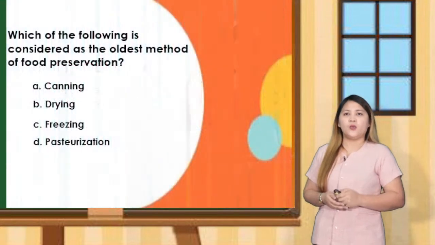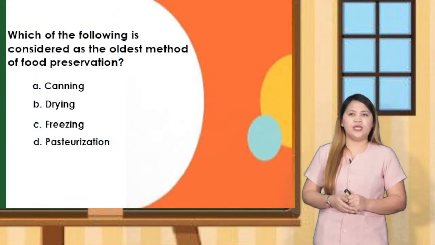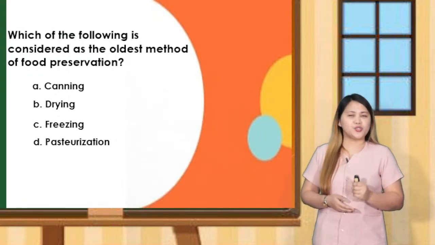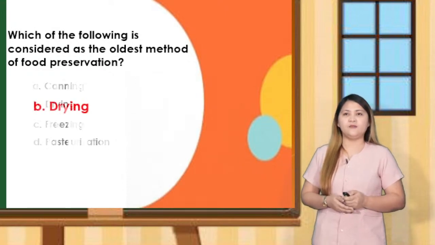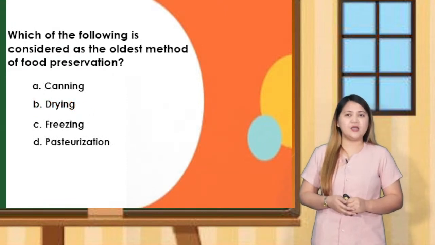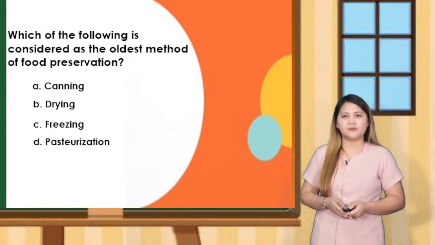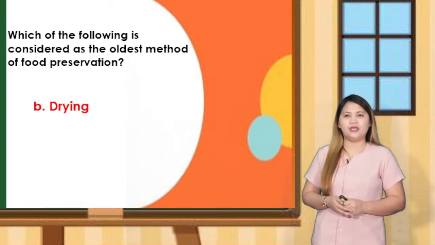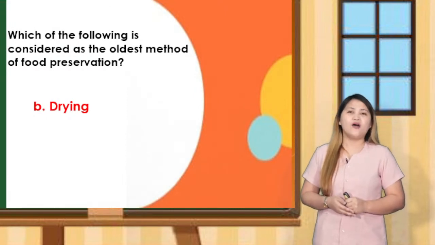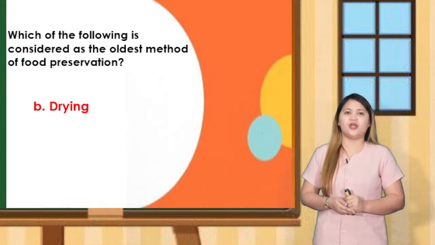So let's start with this question. Which of the following is considered the oldest method of food preservation? Your choices are A. Canning, B. Drying, C. Freezing, or letter D. Pasteurization. And your answer is? Okay, if your answer is letter B, then your answer is correct. Yes, drying is the oldest method of food preservation. And food drying uses heat to remove moisture from the food.